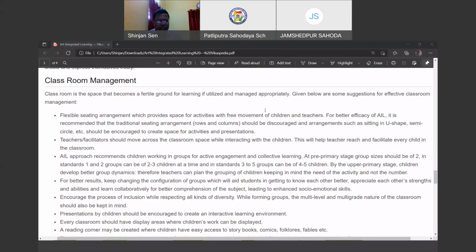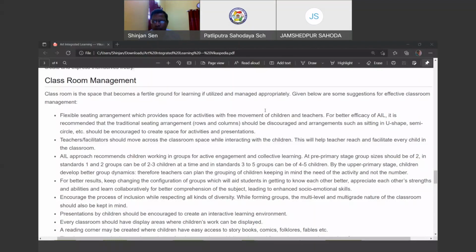Teachers and facilitators should move across the classroom with space. Yes, we all are doing this. This will help the teacher to reach and facilitate every child. So AIL approaches and recommends children working in groups with active engagement in collective learning.